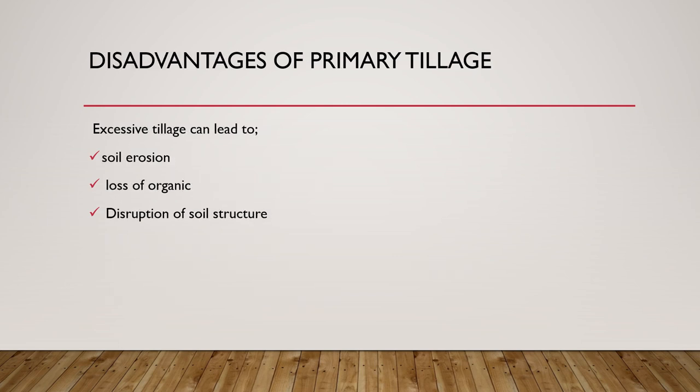And then we have the disadvantages of primary tillage. Excessive tillage can lead to soil erosion, which is the carrying away of the topsoil. We have the loss of organic matter. We have the disruption of soil structure.